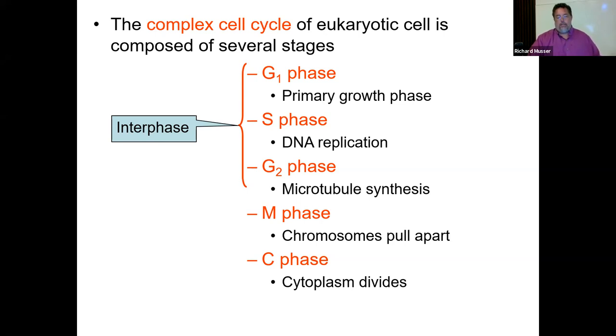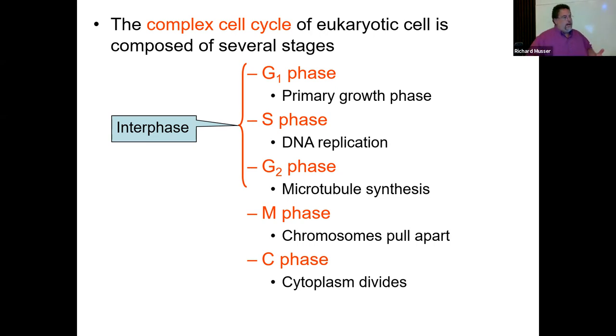That's DNA replication. And then you have G2 phase, which is gap two phase, where you start to see microtubule synthesis taking place. Microtubules, remember, are part of the cytoskeleton. And the cytoskeleton is critical for moving stuff around the cell, including being actively involved in mitosis. So anyway, that's interphase. This is all kind of like preparing. These are the normal stages of the cell growing and doing its thing.